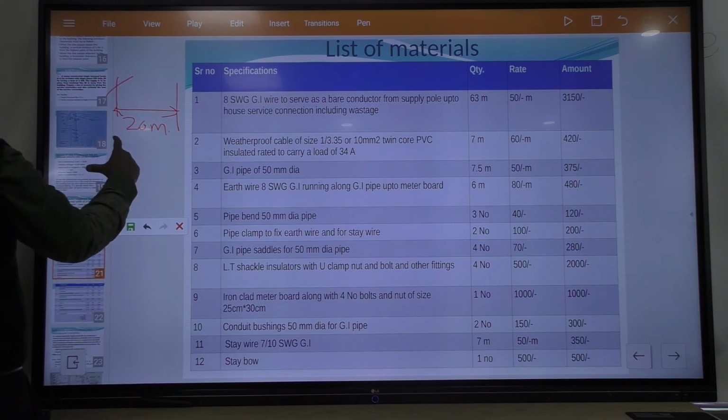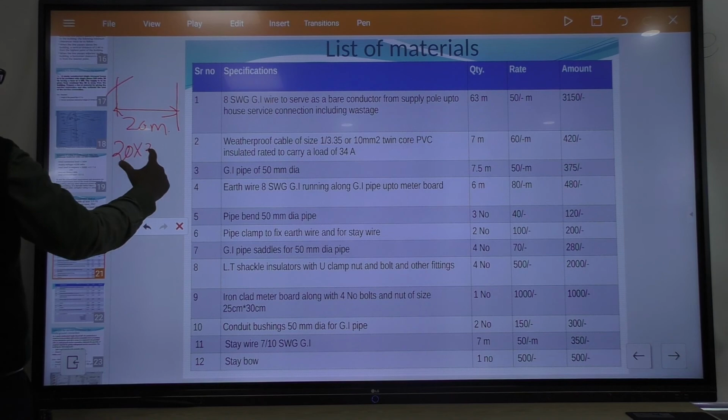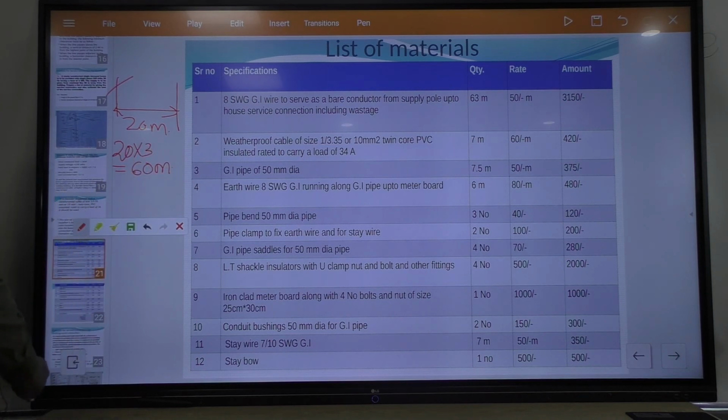So 3 wires means phase, neutral and earth wire. So 20 into 3 is equal to 60 meter. So 60 meter plus 2% sag.